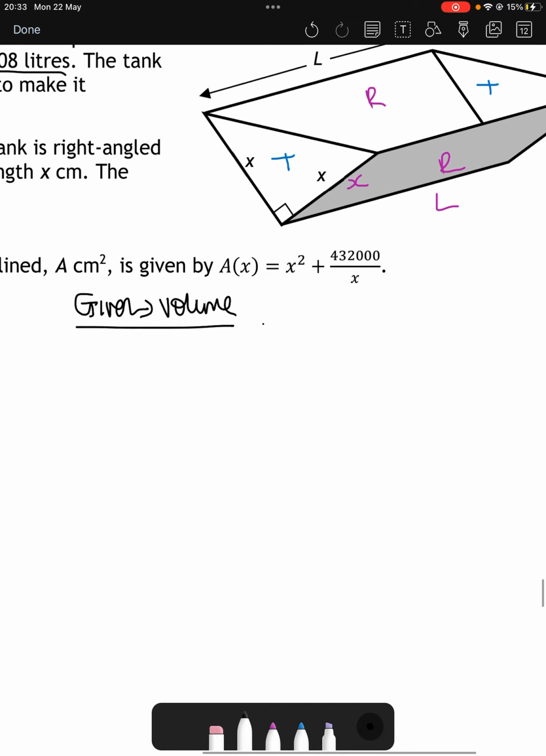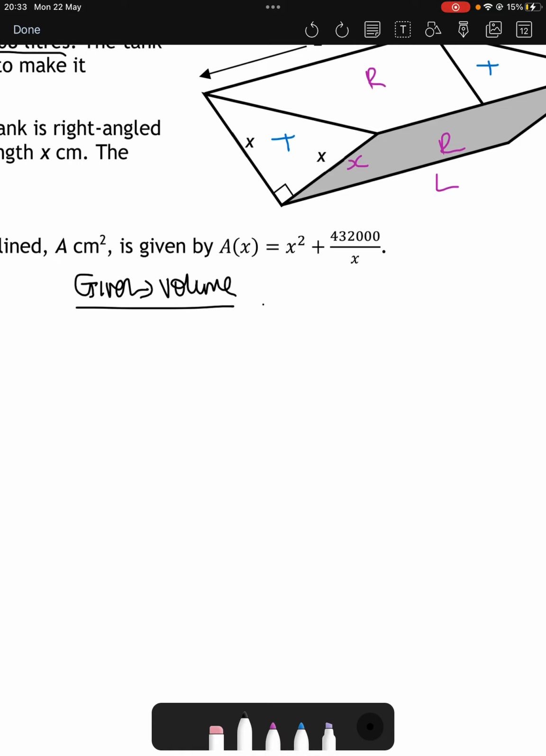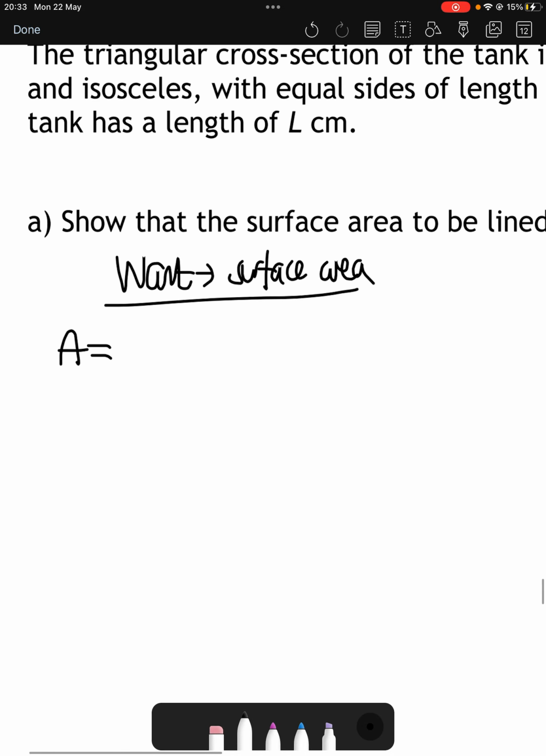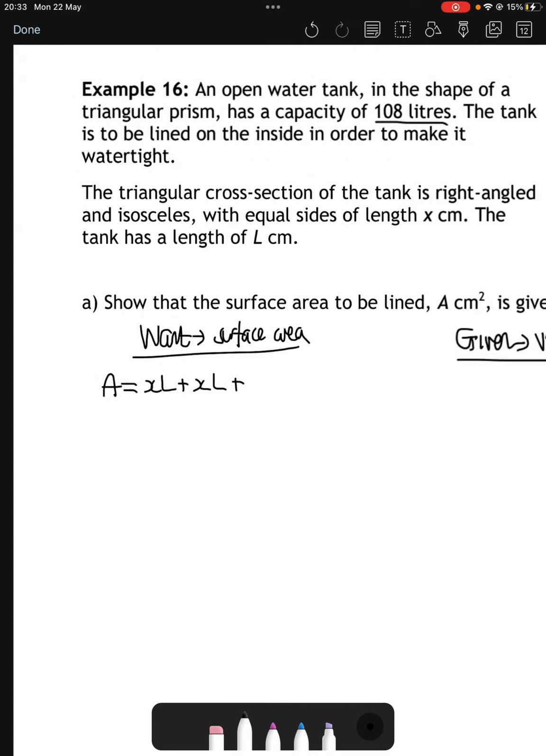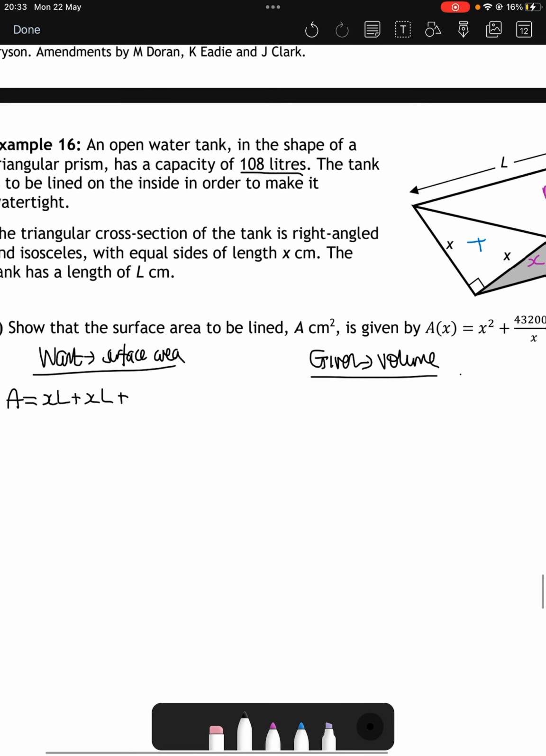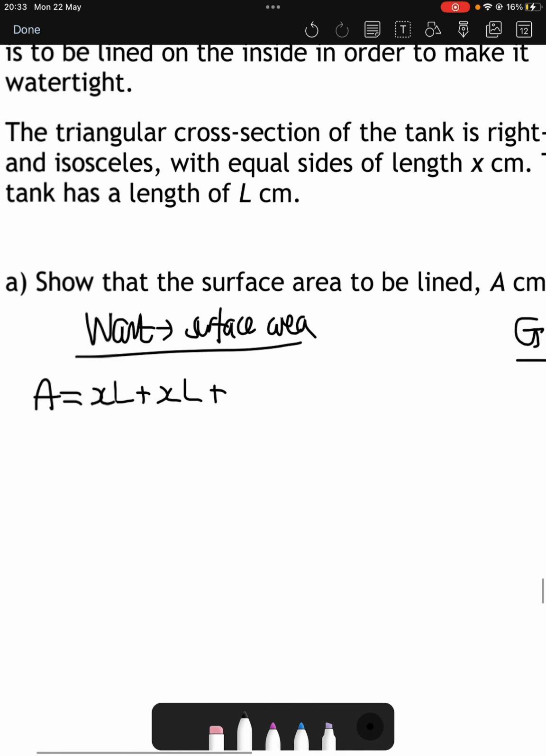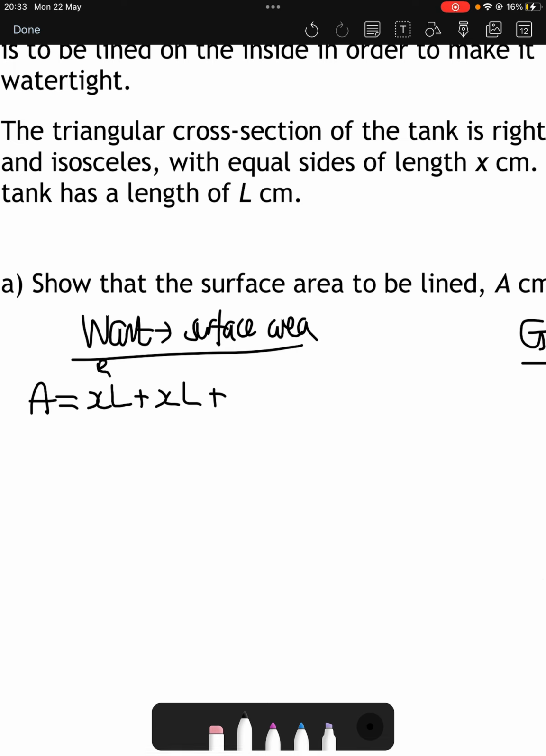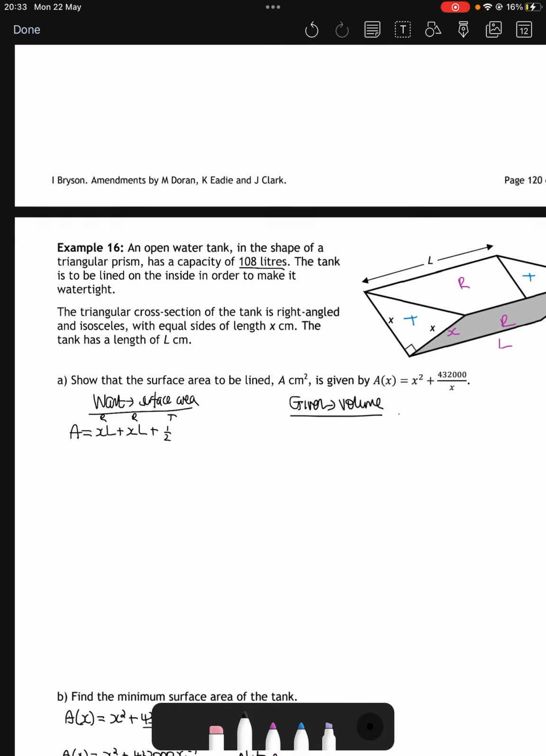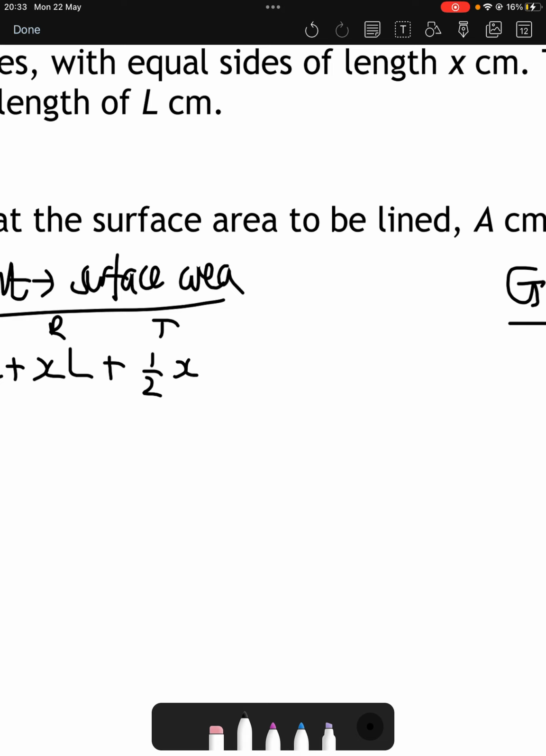Okay, so let's talk about the rectangles. So the rectangles are obviously length times breadth, L times X. So we've got L times X plus another one, because there's two of them. Then what we got for our triangles, now your triangles, remember, are a half base times height. So these are your rectangles. Is a half base times height, which is x times x, so x squared. Plus another one. So you've got your two triangles.